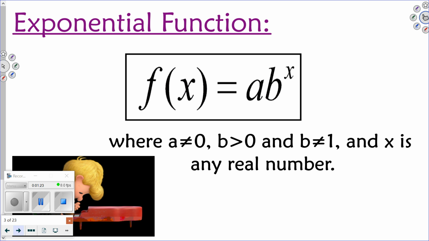It says a cannot equal 0. Why would you not want a to be 0? Then everything would equal 0, because a times 0 times anything is 0. So that makes my equation not any fun. And then b has to be greater than 0. We want that to be a positive number. And b is not 1, because 1 to any exponent is just 1. So that's no fun either. X is just any real number. It's not imaginary.